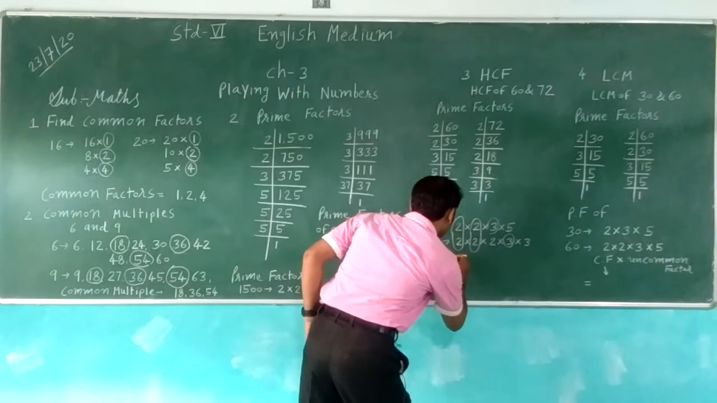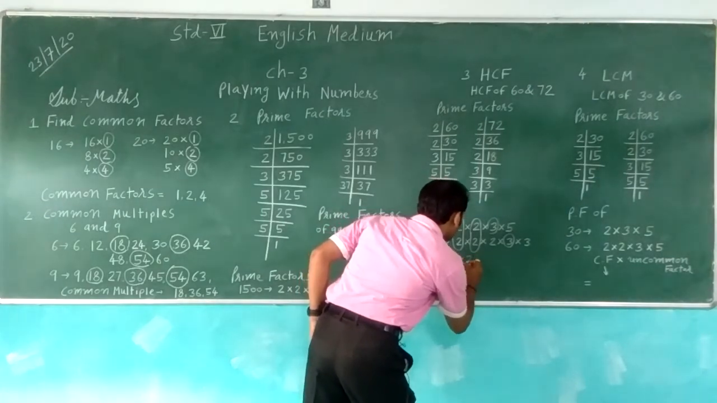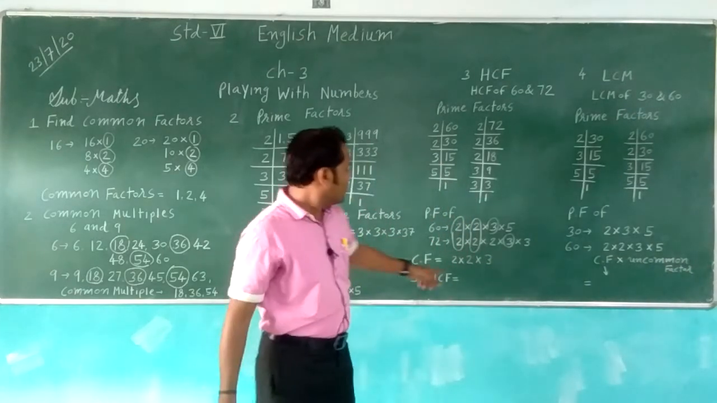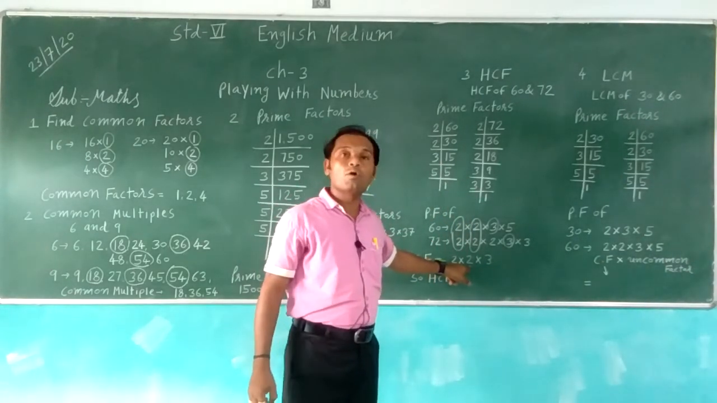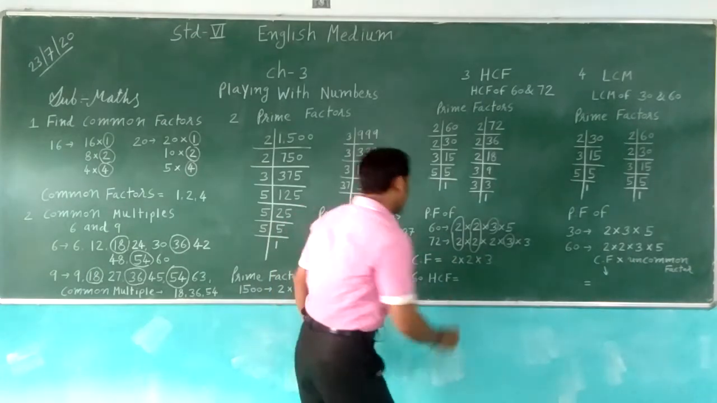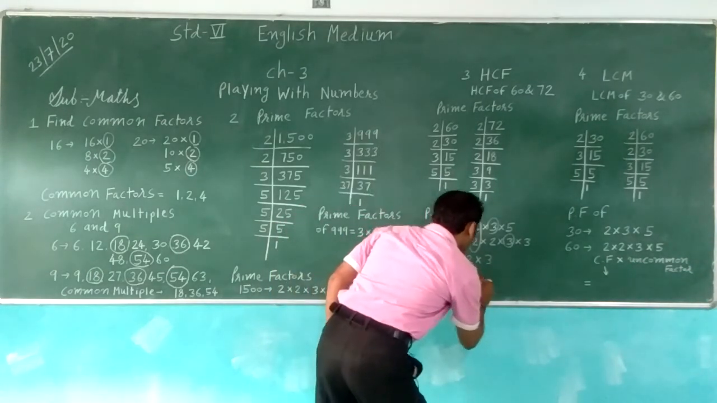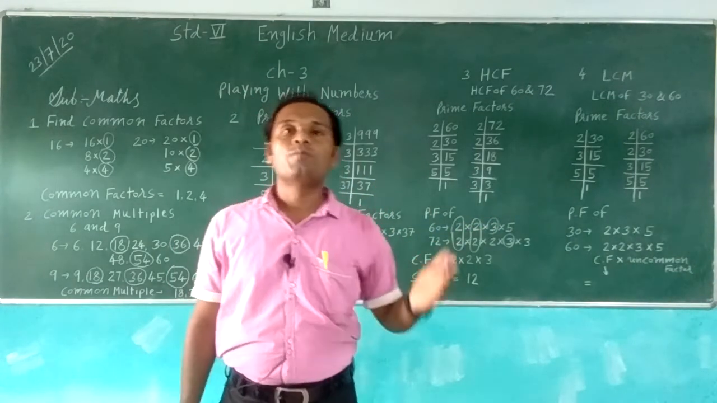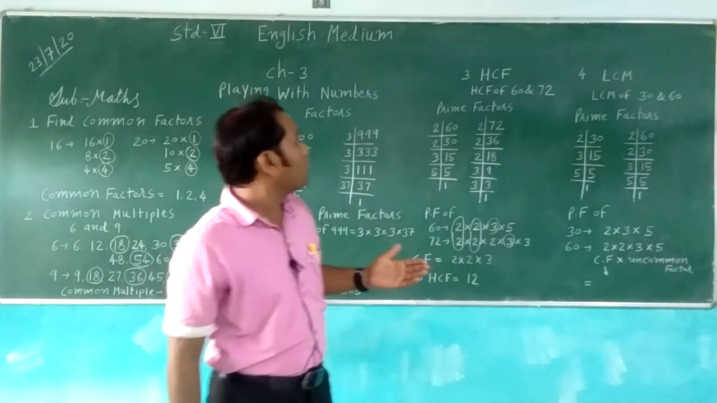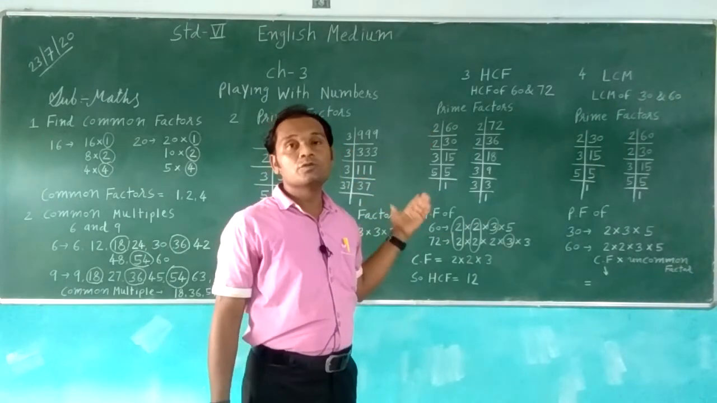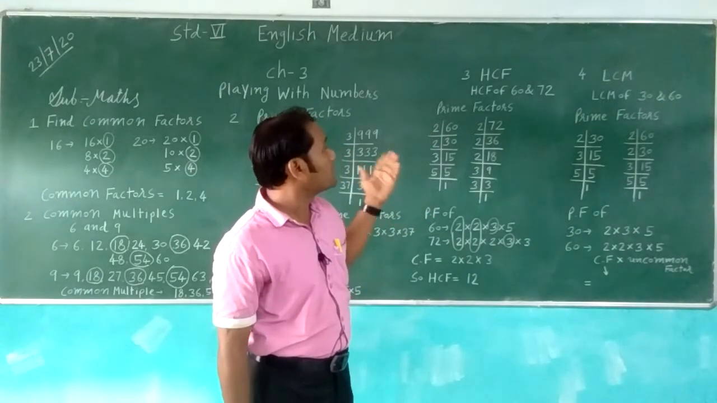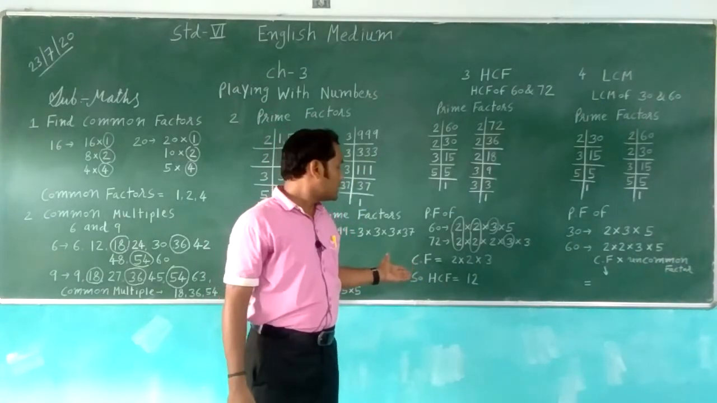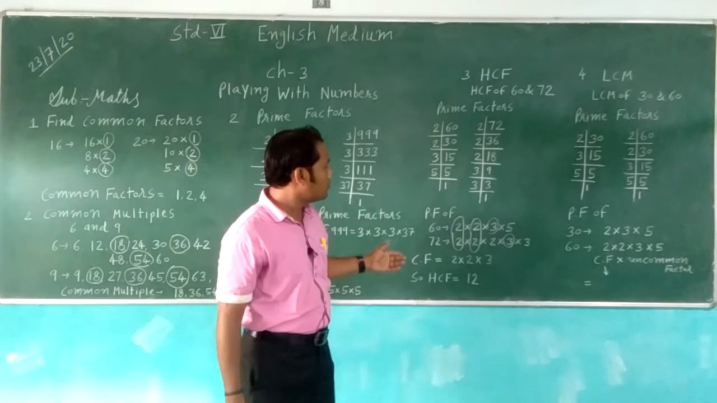So we'll write the common factors: 2 multiply 2 multiply 3. Then 2 2s are 4 and 4 3s are 12. So the HCF of the given numbers is 12. This is the way we find the HCF of numbers. Use this method and find the HCF of 60 and 72. Very easily you get the HCF of 60 and 72.